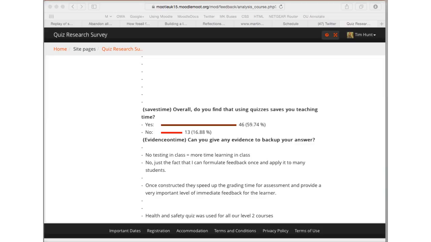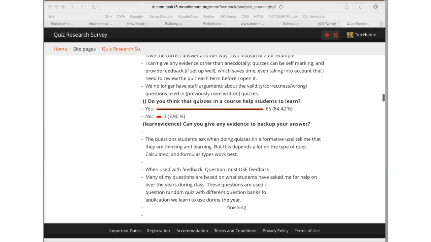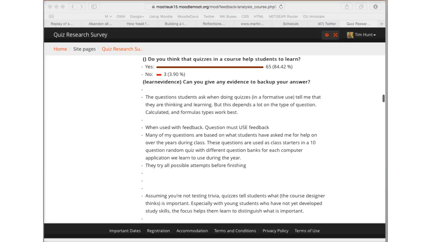That's interesting, because I know creating a Moodle quiz with good questions does take a lot of time, but clearly saving on the marking also saves a lot of time. The other one, which I was really pleased to see, and I have to say I'm pretty sure the people who completed this survey were a self-selected sample of people who use the Moodle quiz and like it, but do you think that Moodle quizzes help your students learn? Yes, 85%, no, 5%, so 10% people unsure.